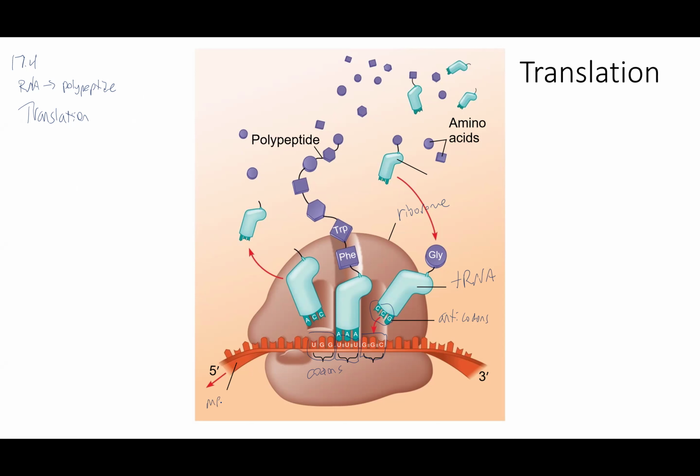This is our mRNA feeding through. This is the polypeptide that we're making. And you can see all these amino acids floating around. Some of these amino acids are floating around free. Some of them are connected to the tRNA. When a tRNA has an amino acid attached to it, we call it a charged tRNA. So a charged tRNA is a tRNA molecule that has the attached amino acid.